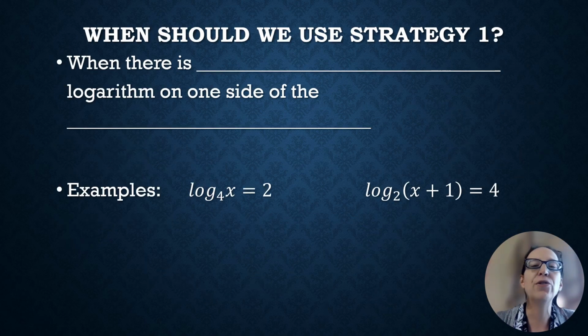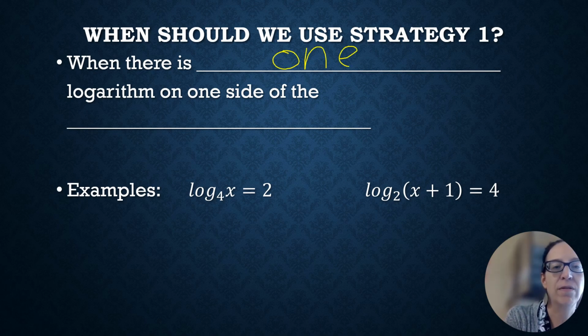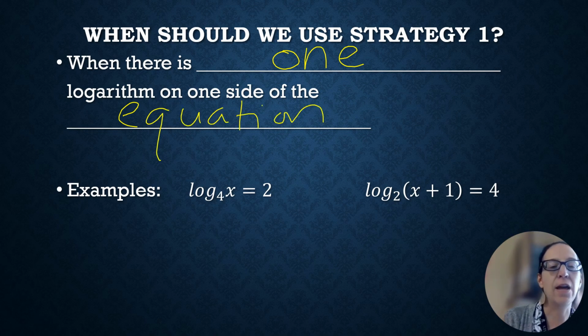So when should we use that first strategy? When should we try to take our logarithm and change it into an exponential? Well, this strategy works when there is one logarithm on one side of the equation. Okay, and we'll look at some examples of this.